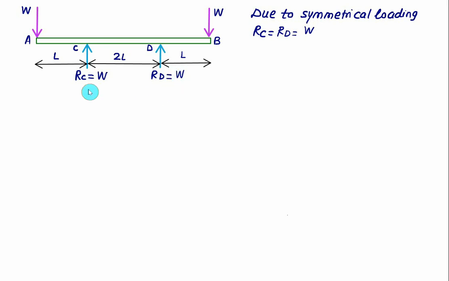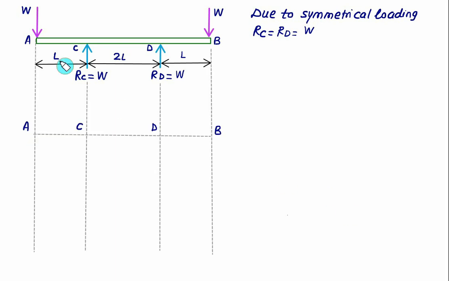So reaction RC is equal to W, as well as reaction RD is also equal to W. I will project a vertical line here and we'll develop the shear force diagram first, and then we'll develop the bending moment. And from this figure we want to conclude what is the concept of pure bending. If you observe point A, we have shear force W acting vertically downward. So from A you have to move vertically downward, and represent the negative value of the shear force equal to W.